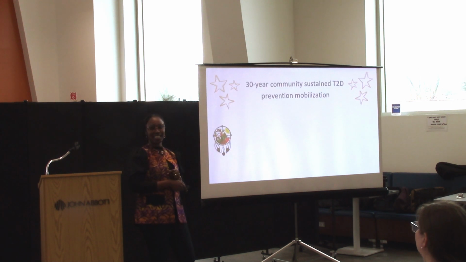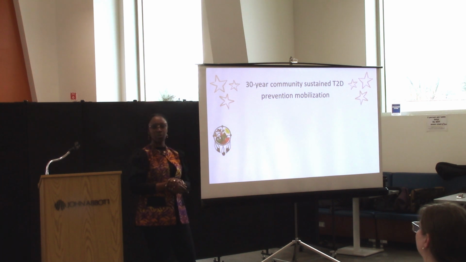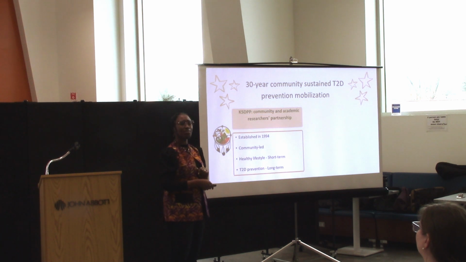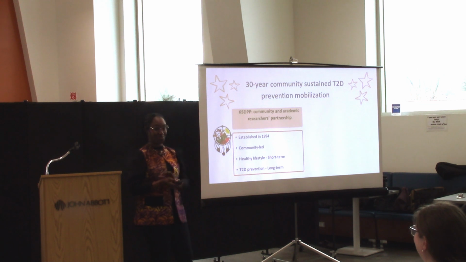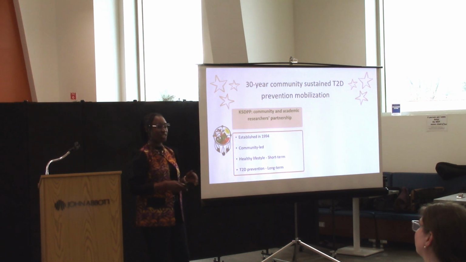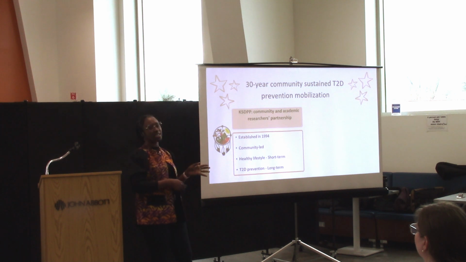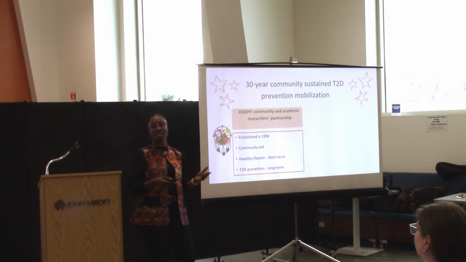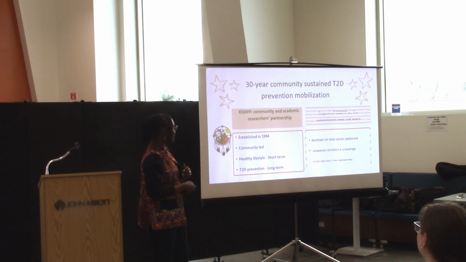So let's look at KSDPP, which I'll be referring to in subsequent slides. It's a 30-year-old community-sustained prevention program. It was established in 1994, and I believe most of us were not born, if I do account, in 1994. And it was established between community elders and researchers to actively prevent type 2 diabetes. As I mentioned, it was community-led, and it had a short-term goal of let's improve the healthy lifestyle of our community members, and a long-term goal of let's prevent type 2 diabetes.